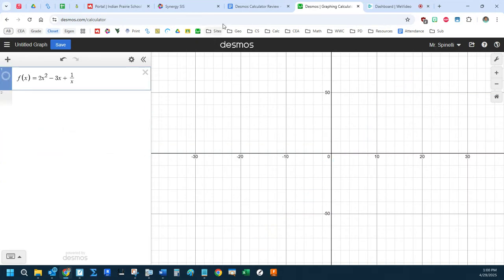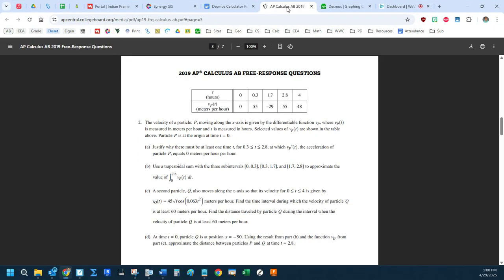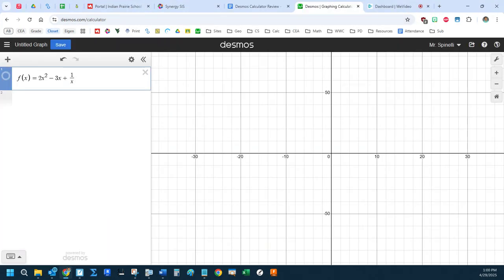So now I have a random assortment of FRQ questions I'm going to talk over. I'm going to start with 2019 number 1, and I'm not going to show it on your screen because I want to focus on the Desmos. Number 1 is the classic fish entering the lake problem, and you are bound to see a rate in, rate out. Whether you get a calculator is to be determined.